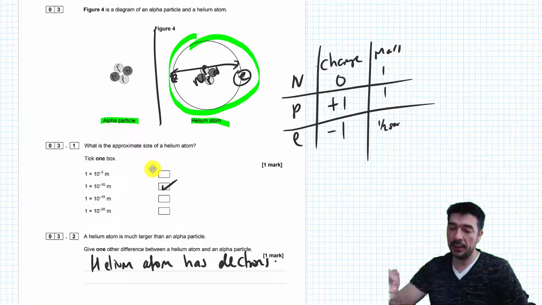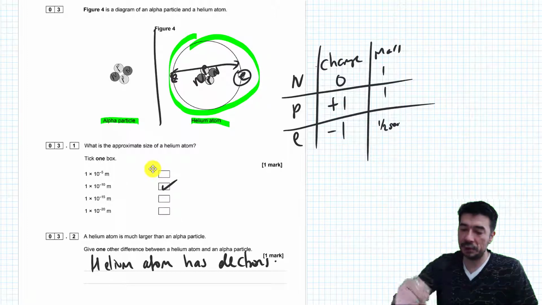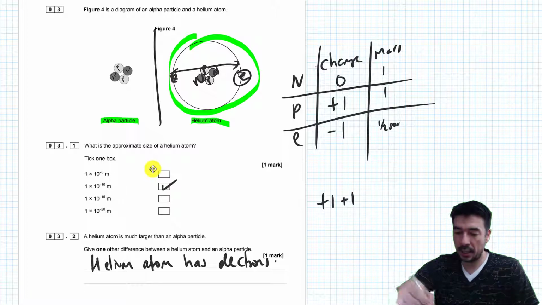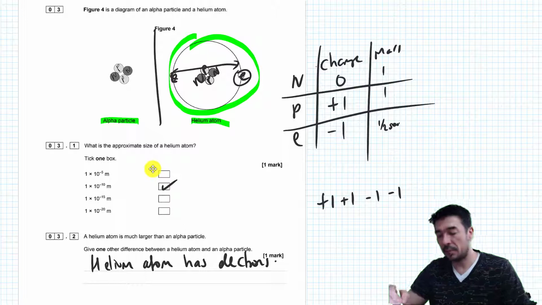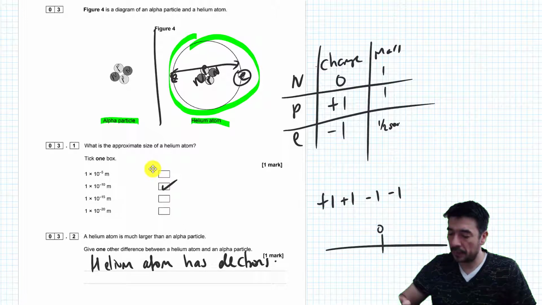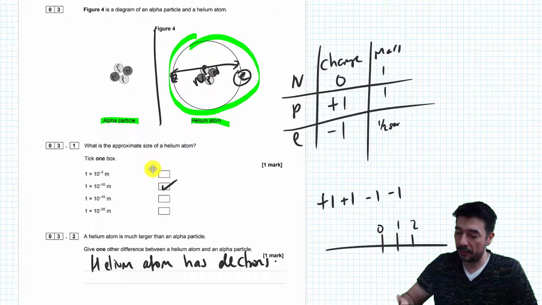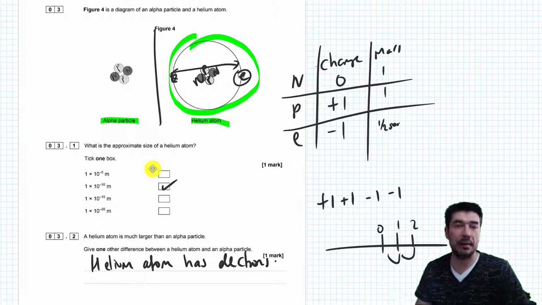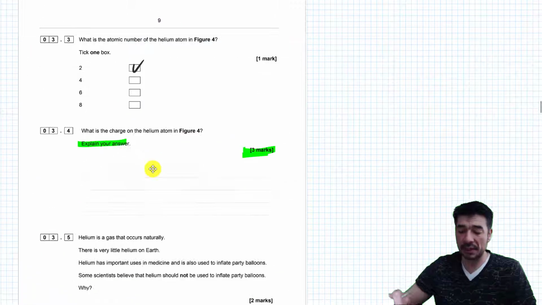Right, so if you have 2 protons in the center, 2 positive charges, and you have 2 electrons, +1 +1, -1 -1, so if you're on a number line, and you went +1, so you went up to 1, and then plus another 1 up to 2, and then you went -1 -1, you're back to 0. So this is what this is getting at.